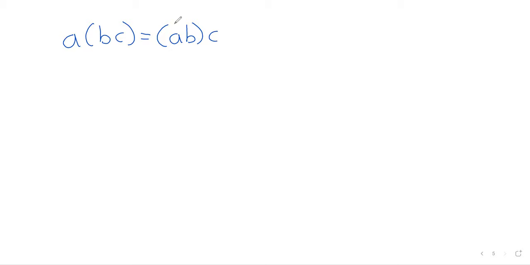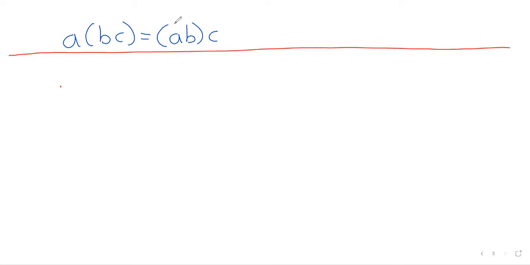And let's investigate associativity in the special case where one of our matrices is a vector. Remember that vectors are matrices. So everything we're doing with matrix-matrix multiplication ought to apply to matrix-vector multiplication.